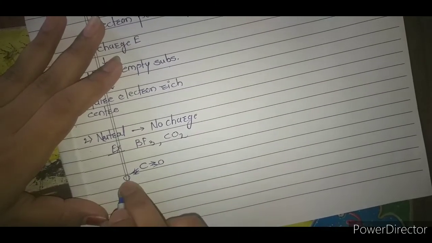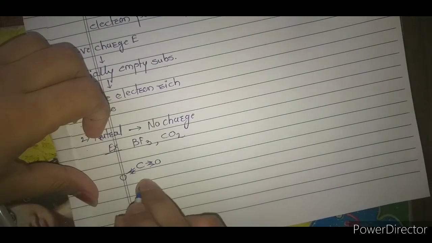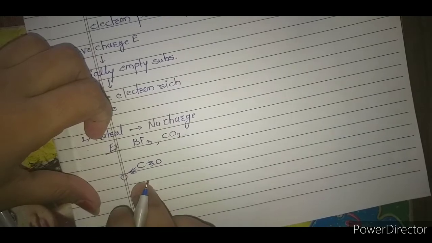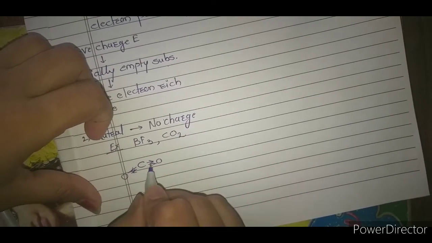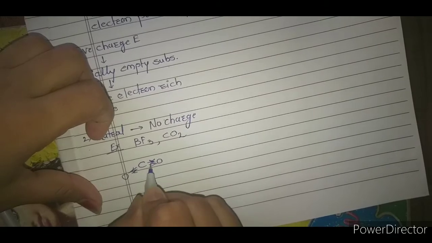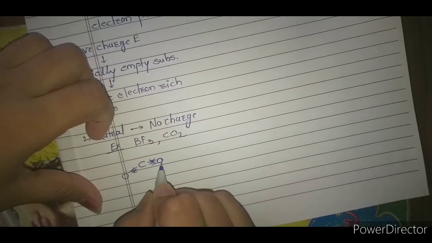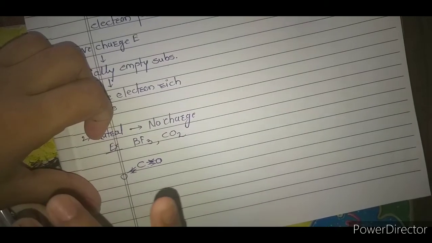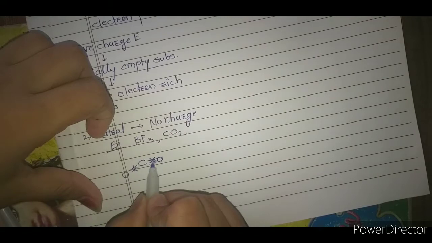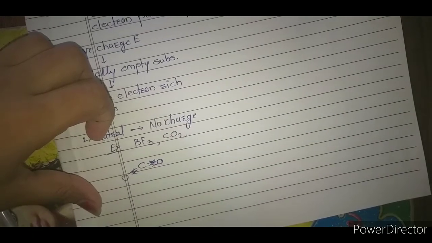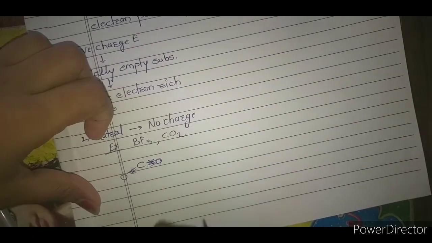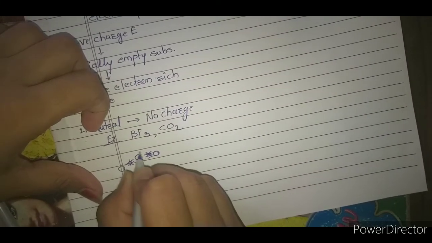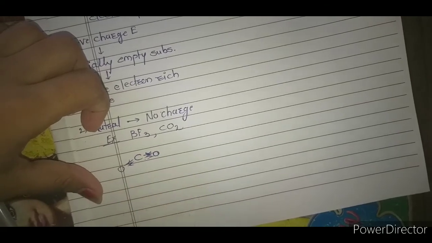So what happens in this case? The carbon acts as an electrophile in this carbon dioxide. Because the oxygen present in this carbon dioxide is more electronegative than carbon, it pulls electrons towards itself from carbon, and that's why the carbon has fewer electrons and acts as an electrophile.